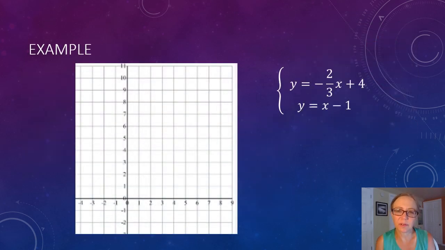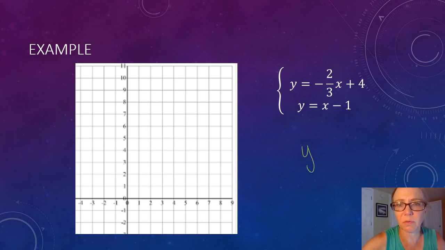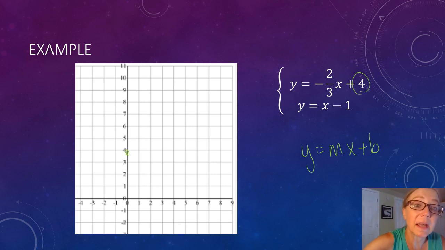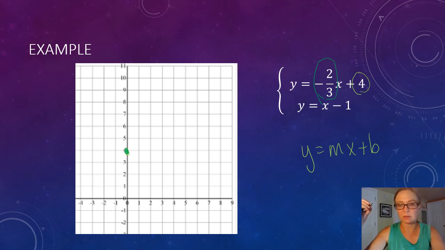So let's do an example from scratch. Now notice both of these equations that I've given you are in y = mx + b form. Y is isolated, so the number on the end is the y-intercept. So I'm going to plot a point at 4, and then I'm going to count a slope of -2/3. That means I go down 2 over 3. So starting at the green dot, I go down 2 over 1, 2, 3, and that's a slope of -2/3.